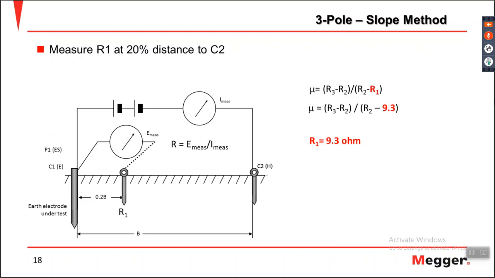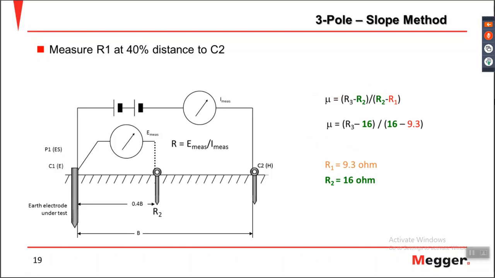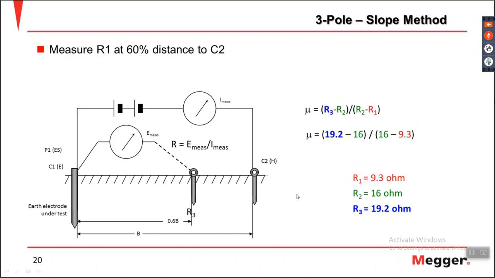Yeah, the first measurement, this is an example. You get the measurement at the 20% distance, and then you get R1. In this example, you got maybe 9.3 ohm from your instrument test. And then the second test, you test again at 40%. You get maybe 16 ohm with the same procedure, 3 rods. And the last test, you got R3, maybe in this example 19.2 ohm.